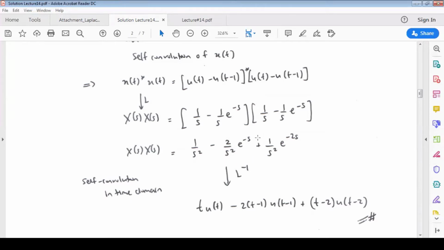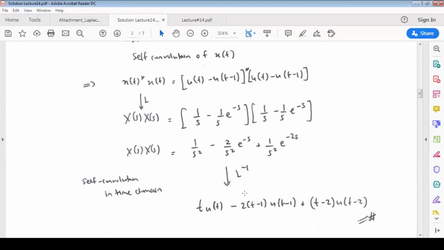The same thing applies for the second term in frequency domain, where we have 2 over s squared e to the minus s. Remember that exponential of negative s means that in time domain it should be a time shifting. So we can write this simply as 2(t-1)u(t-1). Likewise, for the third term, we have exponential of negative 2s, which means a time shifting by 2 units. So we have (t-2)u(t-2).